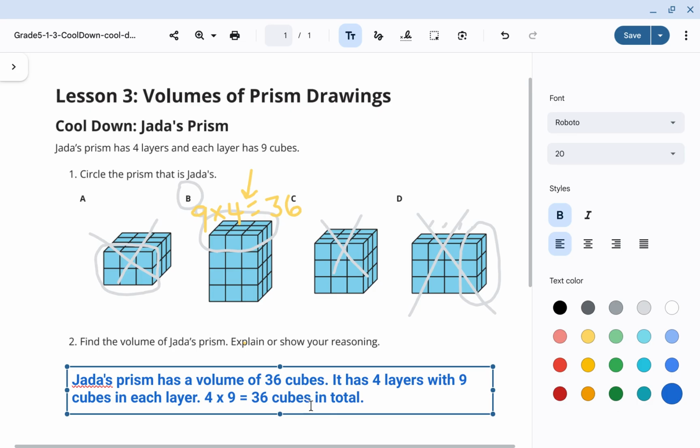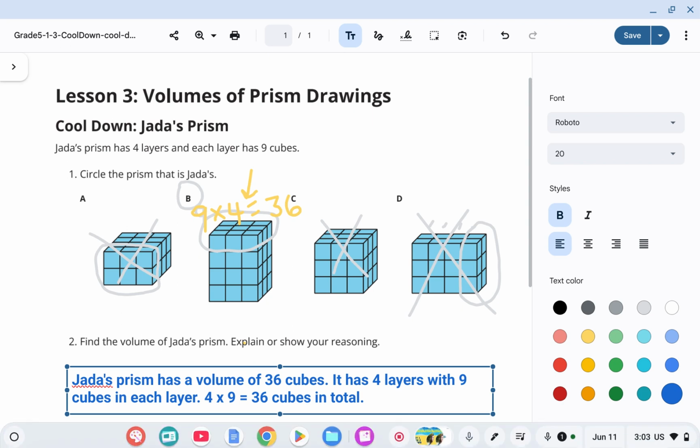Now we know that because it has 4 layers with 9 cubes in each layer. 9 times 4 equals 36 cubes in total. That is exactly what we want to note for number 2. So boys and girls, this finishes out our lesson 3 cool down, where we got to examine different prisms and find the one that measured up with the clues we had about Jada's prism.